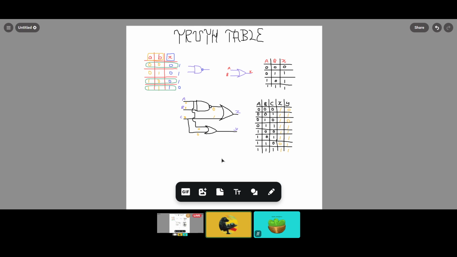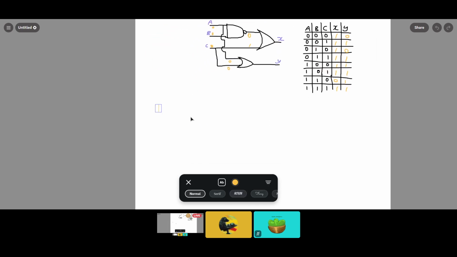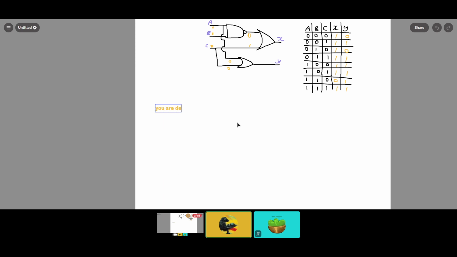But on a more practical note, there will be questions that ask you to draw a truth table based off a prompt. Oh, and I guess I should do that now. There can actually be a question in an examination, like let's say you are designing a toilet bowl.